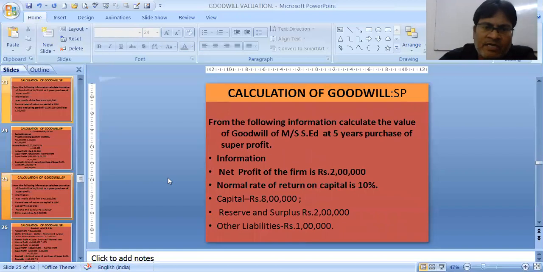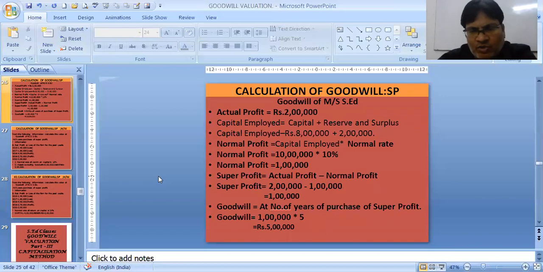Next sum. Again 5 years purchase, information is given. Normal rate of return is 10%. Capital, see how to calculate capital over here. Capital given is 8 lakhs, reserves and surplus 2 lakhs and other liabilities 1 lakh. We have to ignore other liabilities. Both these items, capital and reserves, are given. We will add them, it comes to 10 lakhs. 10% of 10 lakhs is 1 lakh. 1 lakh is the normal profit and actual profit is 2 lakhs.